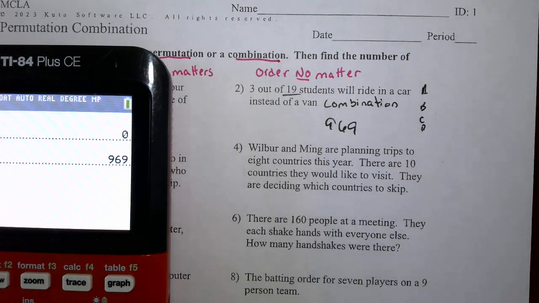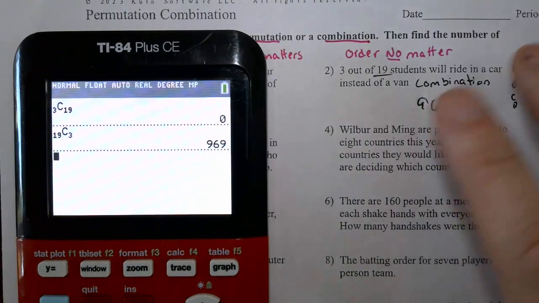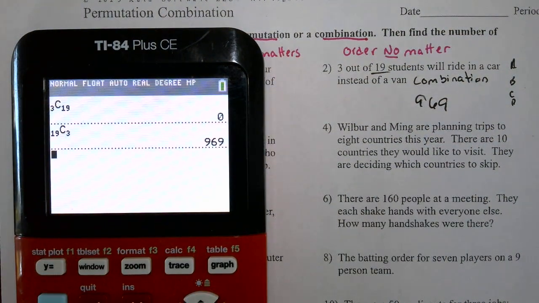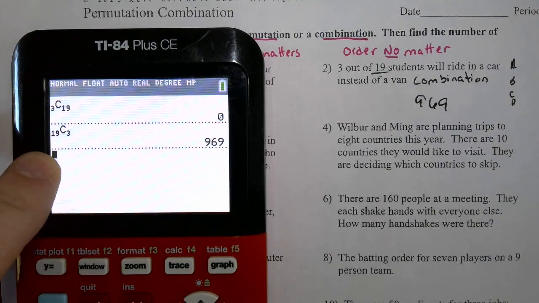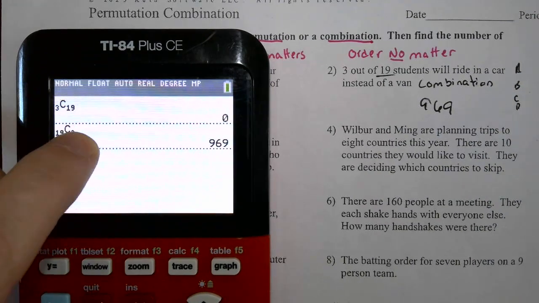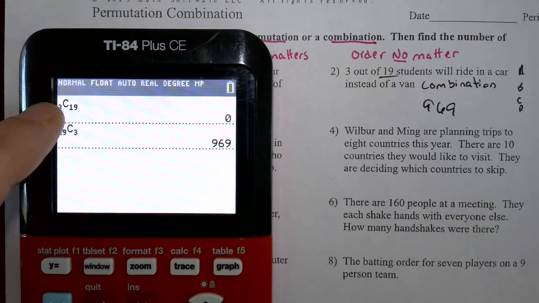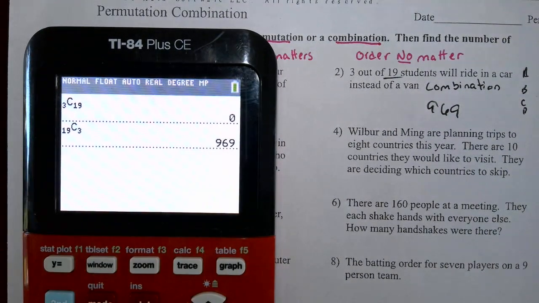I could pick A, B, and G. I could pick 969 different ways, which would be impossible to list out, which is why we have the button in the calculator. Okay? So, to reiterate, you put the bigger number first. Bigger number first, then the smaller number. Bigger number first, then the smaller number every single time. But if you mess up, it'll tell you 0 and you know you messed up.